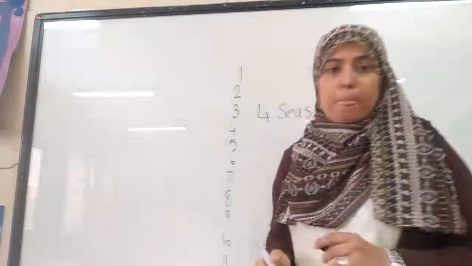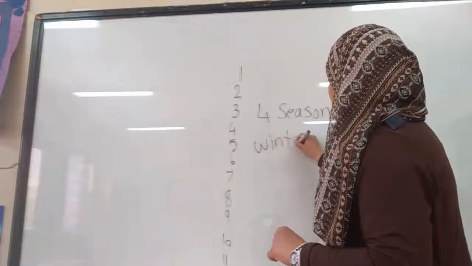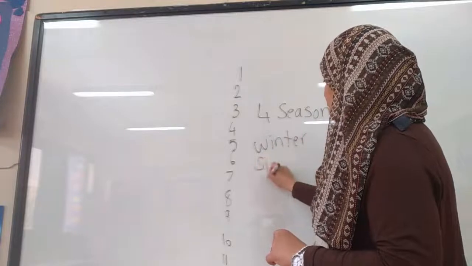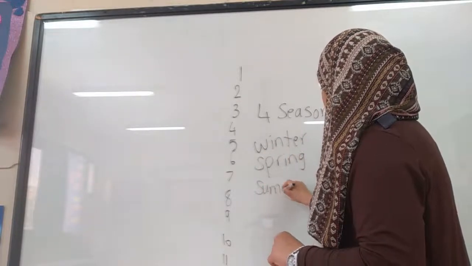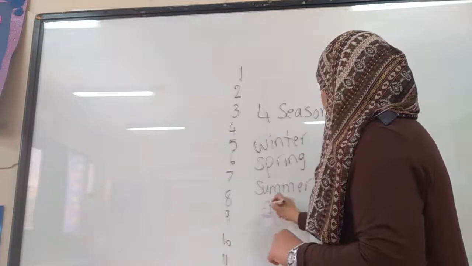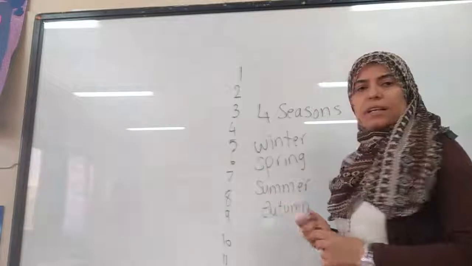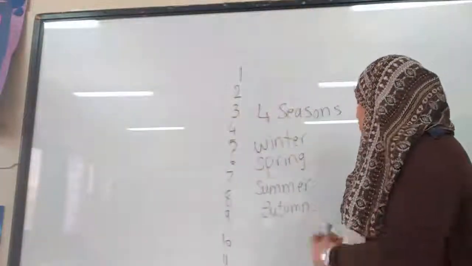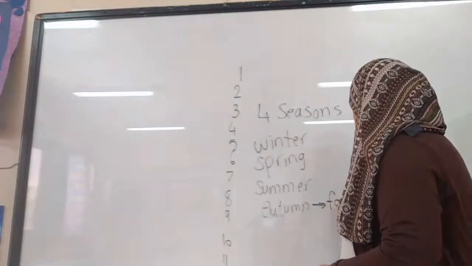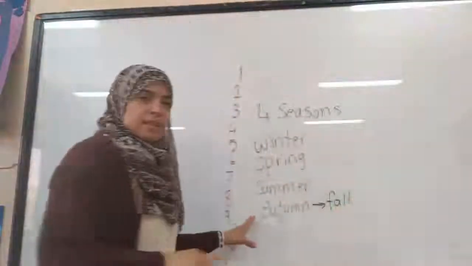I have winter, spring, summer, and autumn. Okay, winter, spring, summer, and autumn. Sometimes we call autumn fall, okay? So these are the 4 seasons in the year.